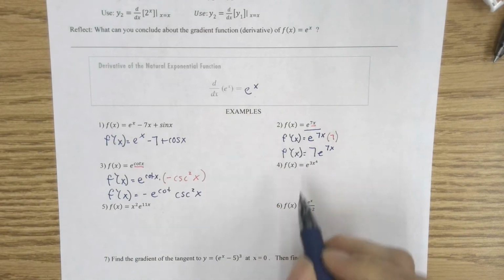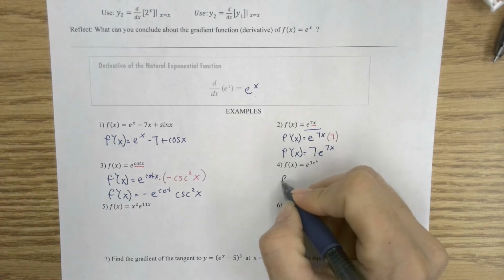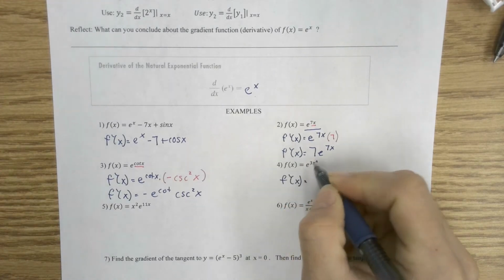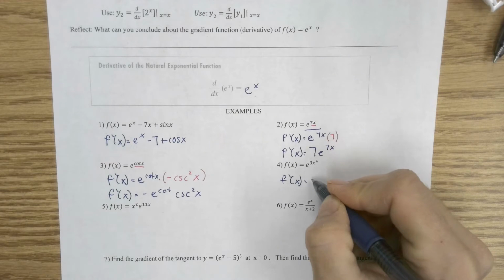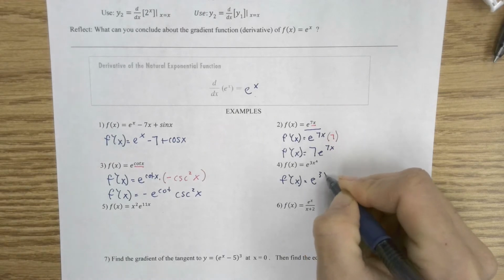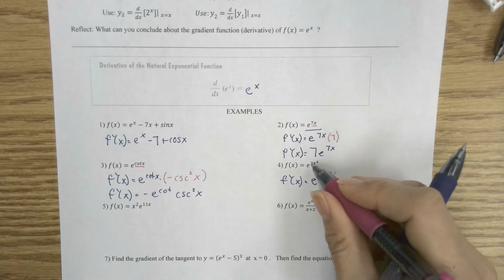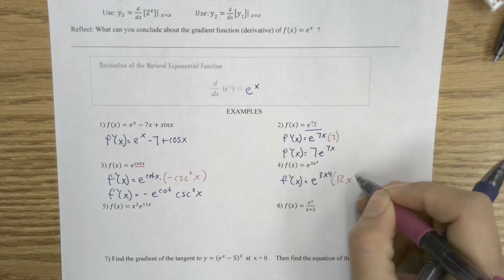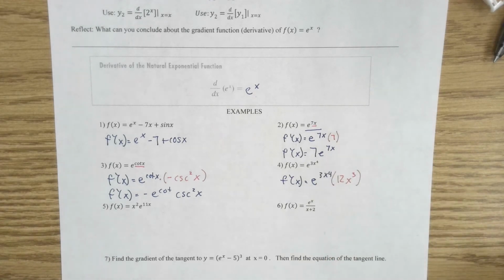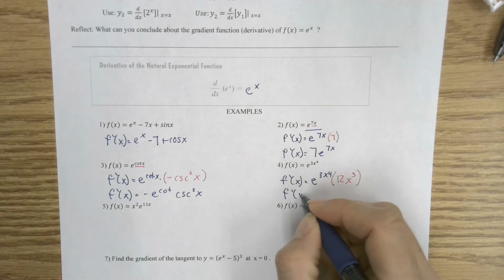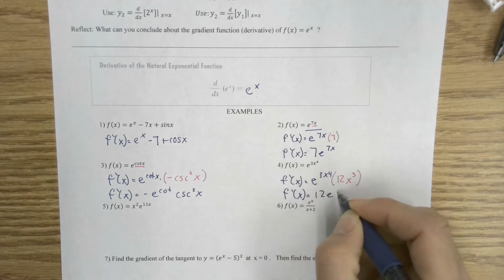Example number 4 is actually very similar to example number 2. Derivative of e to the 3x to the fourth is e to the 3x to the fourth, but the derivative of the inside part is going to be 12x cubed. And if anything, I would just pull that 12 out to the front.